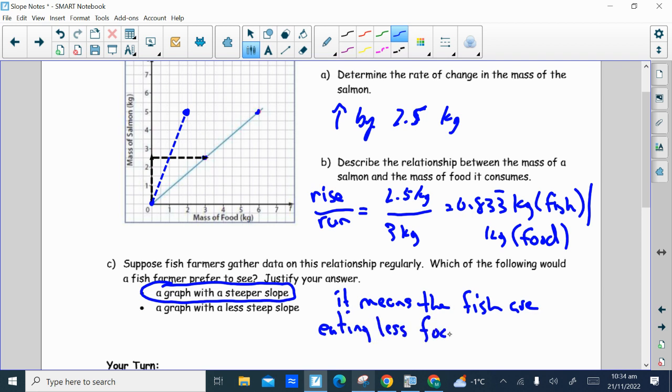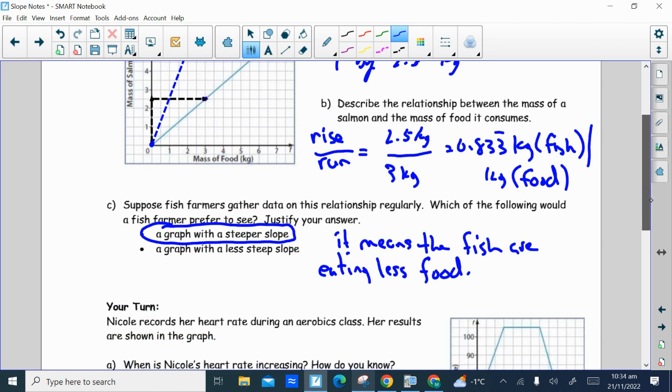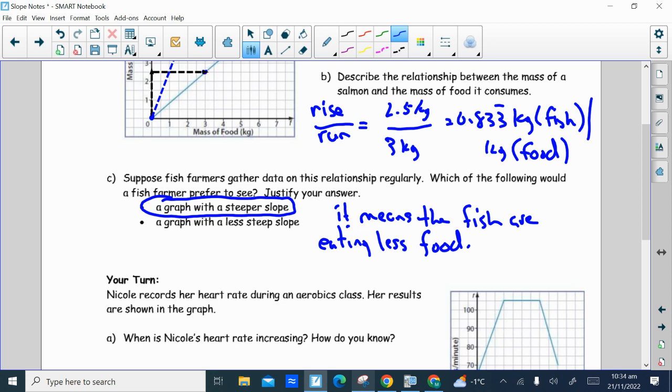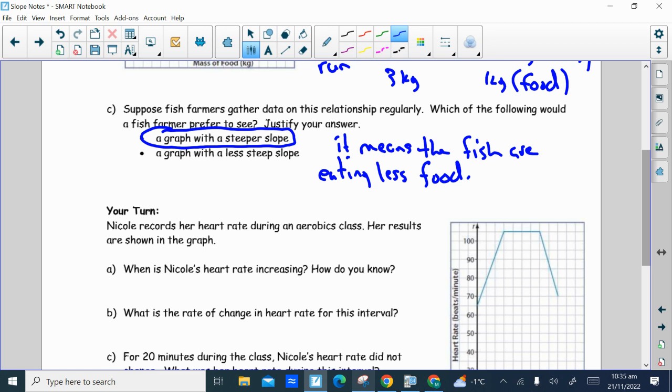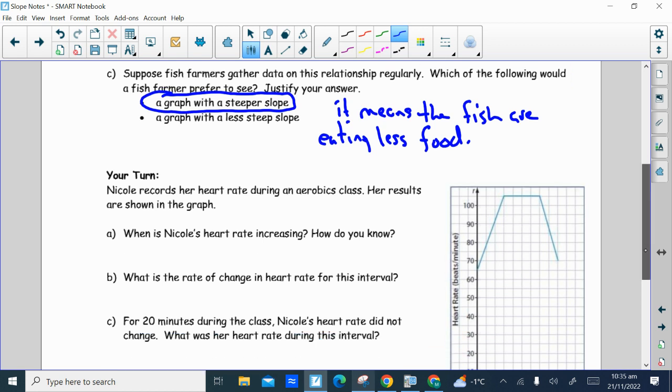Now there's a couple of factors that the farmer would want to look at. What is the cost of food? And also, what is the effect of eating less food on how big his fish get? Because he's probably going to get paid per kilogram of his fish. So he has to balance that. What is the cost of the food? And if his fish eat less food, how much less weight are they putting on? Because that will affect what he gets paid.